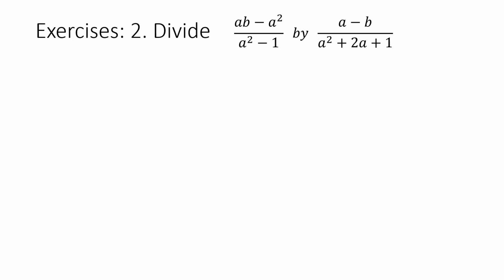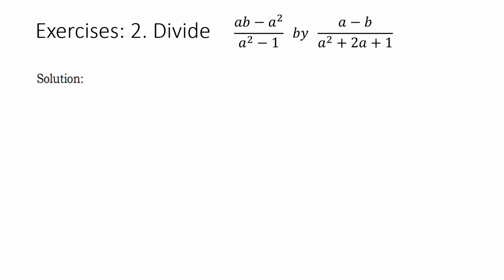Please divide ab minus a squared over a squared minus 1 by a minus b all over a squared plus 2a plus 1. Again, you can pause this video as you solve your answer and play the video again so that we can compare our process. Let's now compare your process.